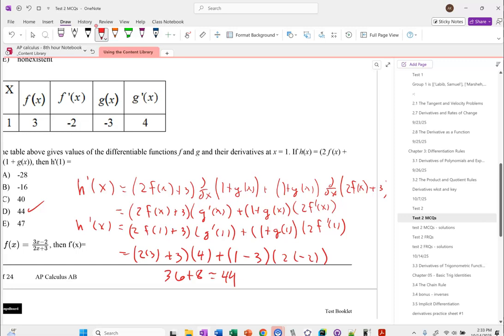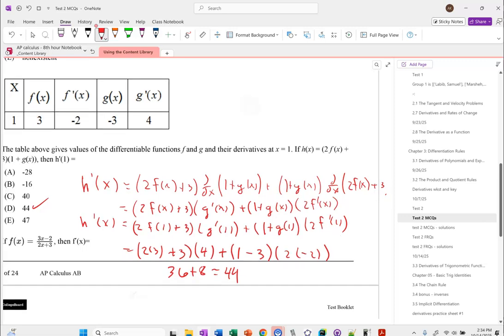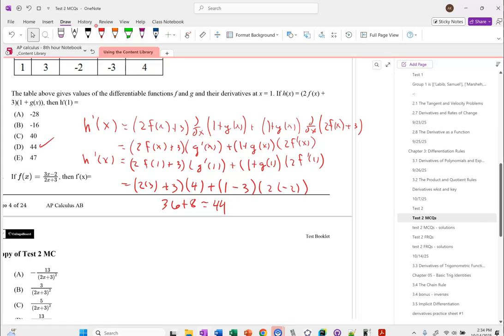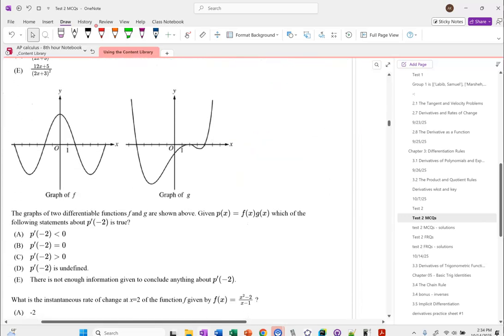Oops-a-daisy. Neatness counts, guys, right? I screwed up a parenthesis and look what happened. So again, very similar to that question we did as the review, with the double product rule. Here was just a single product rule, but same kind of thing.